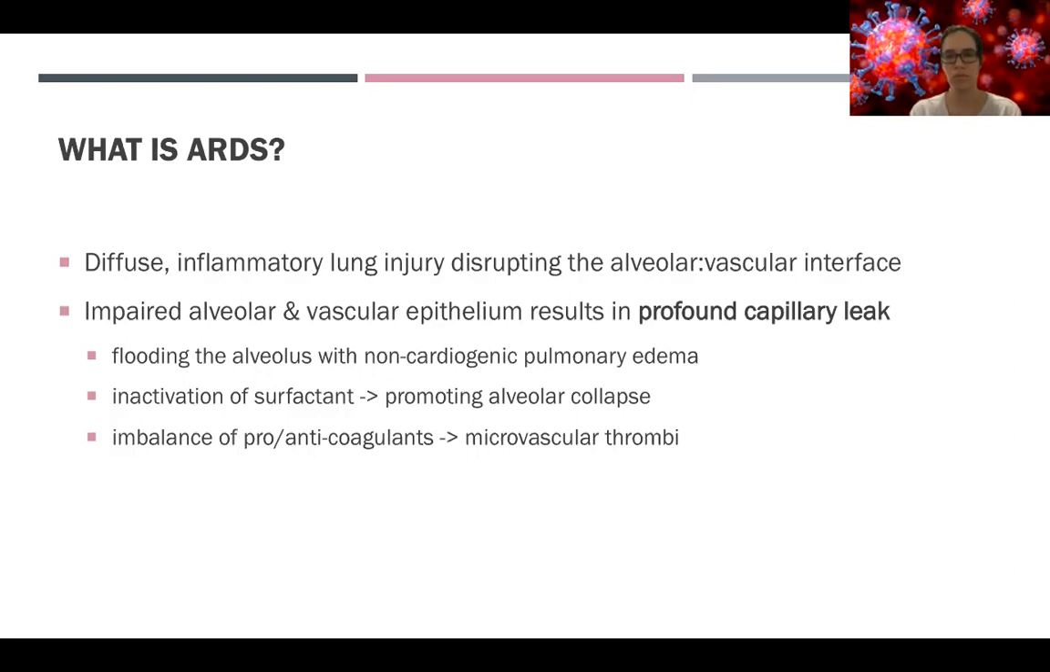So ARDS is a diffuse inflammatory lung injury that disrupts the alveolar vascular interface. The injury leads to an impairment of the alveolar and vascular epithelium that leads to profound capillary leak. This floods the alveolus with non-cardiogenic pulmonary edema, inactivates surfactant, promoting alveolar collapse, and leads to an imbalance of coagulants and anticoagulants, resulting in the formation of microvascular thrombi.